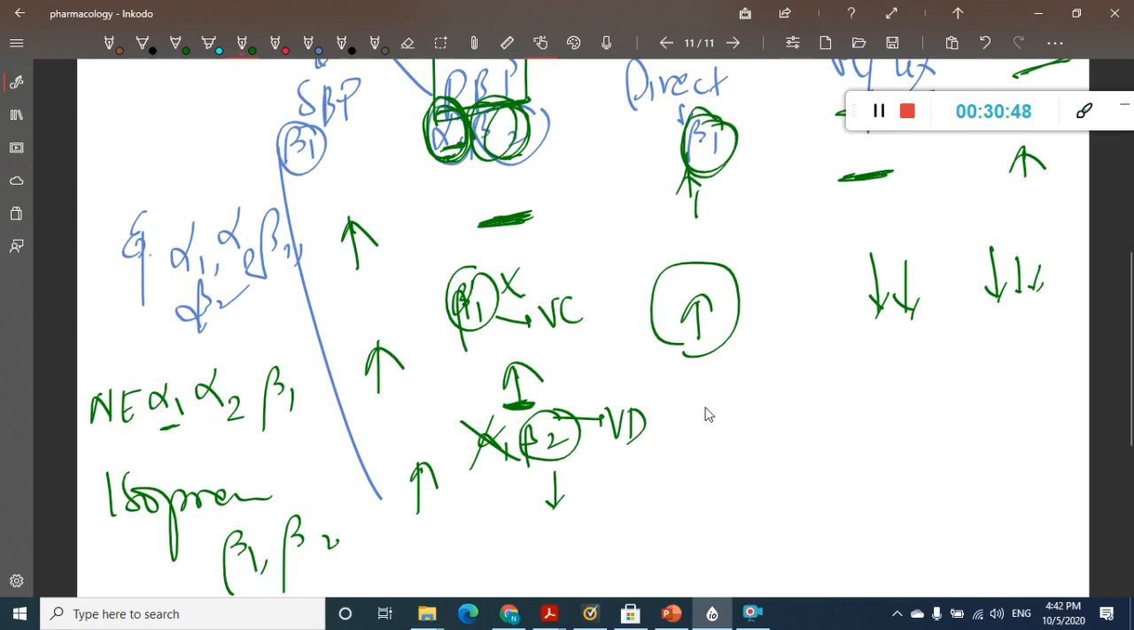In heart rate, beta 1 action causes a direct increase in heart rate. Reflex action is mainly based on diastolic blood pressure. Here diastolic blood pressure is decreased, so reflex heart rate is decreased. Sorry, is increased, right? Reflex is opposite to that of diastolic blood pressure. So on the whole, there is an increase in heart rate. Okay, so this is the important thing.